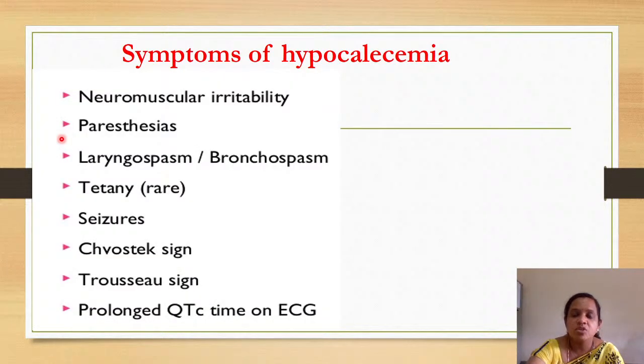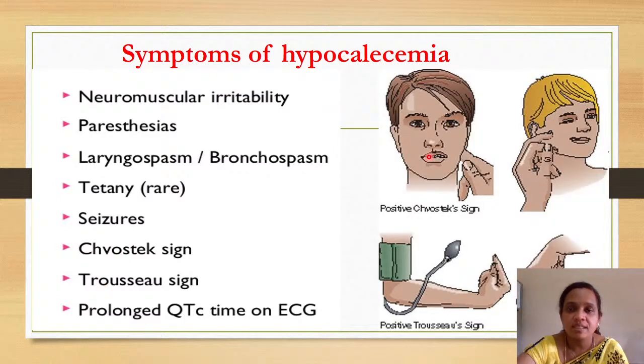Now, what are the symptoms of hypocalcemia? All these things are done in detail in your physiology, so I am just mentioning the names. Neuromuscular irritability will be there. Paresthesia will be there. There will be bronchospasm or laryngospasm. Tetany is very, very rare. The person could have seizures. They will have Chvostek sign and Trousseau sign. What do you mean by Chvostek sign? When you tap at the mandible, there will be a clench, some contraction will occur here, that is called Chvostek sign.